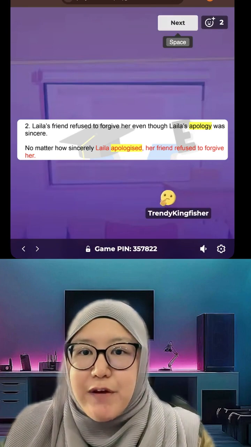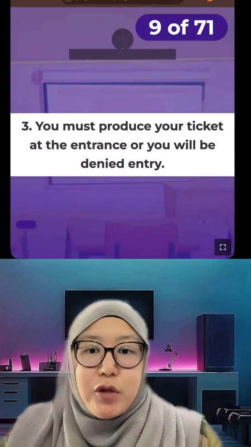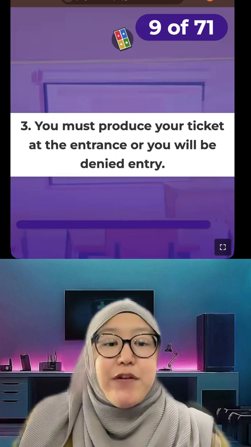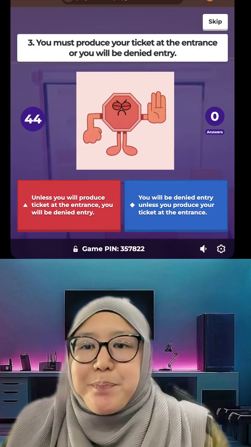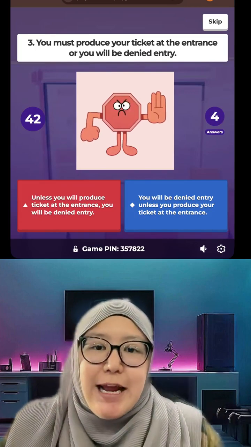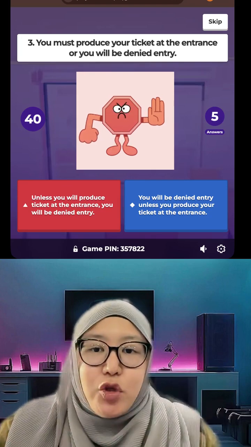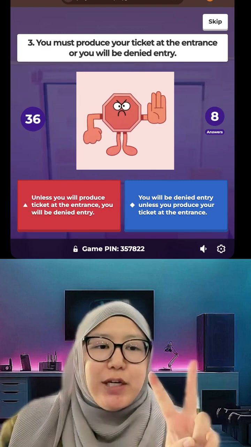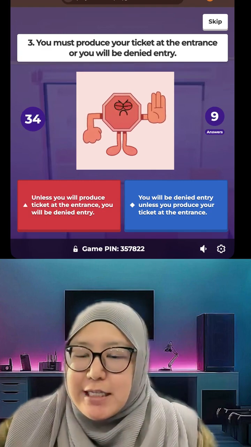Good job so far. Now, moving on to the third question. Since this is a revision question, it's a short one. You must produce your ticket at the entrance or you will be denied entry. So which one is the correct one? Only two choices, so it'll be easier for you.